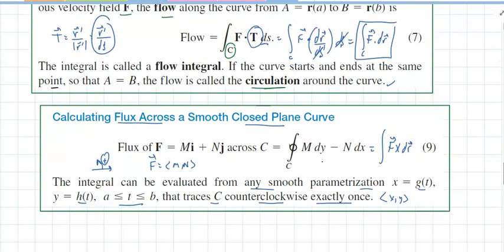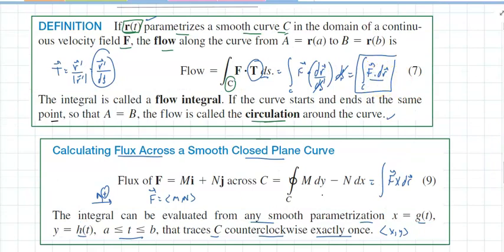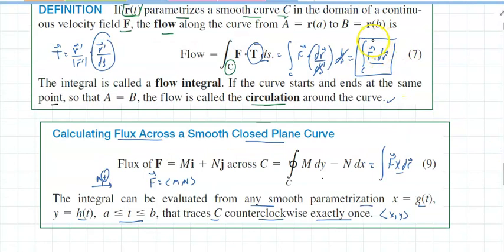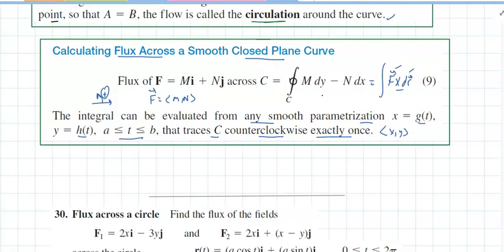So I want circulation, I take the dot. I want flux, I cross. And you notice they're the same thing. That's the vector field, that's the derivative of that r. So, basically, given F to equal M, N, and if I was given dr to be dx, dy, these are a function of t, of course, all of them.